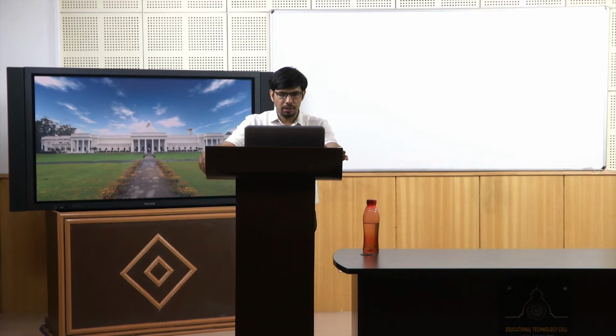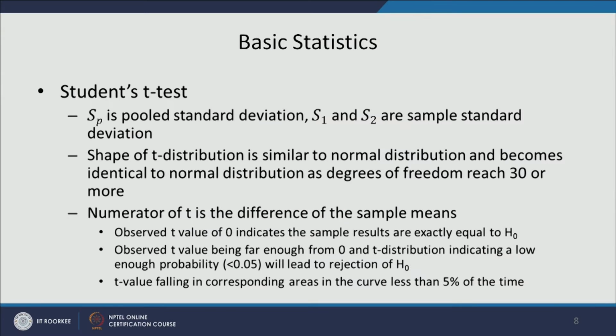Now, as far as the shape of the T distribution is concerned, it is quite similar to the normal distribution, and as the degrees of freedom reach 30 or more, it closely resembles the normal distribution. So, both the T distribution and the normal distribution are bell shaped curves.